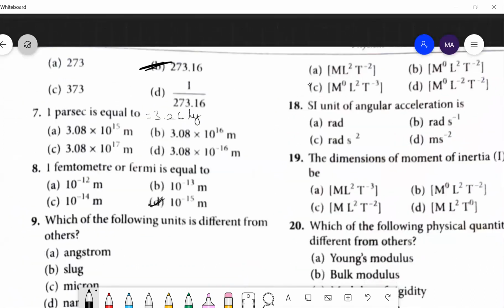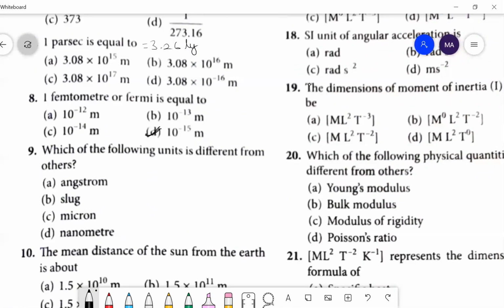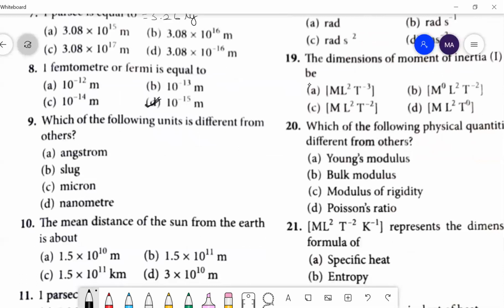Next one, 1 parsec is equal to 3.26 light years. The eighth one, femtometer or 1 Fermi, is obviously equal to 10 to the power of minus 15 meters. The ninth one: which of the following units is different from the others? Angstrom, micron, nanometer, and micrometer. See, 1 angstrom is equal to 10 to the power of minus 10 meters.